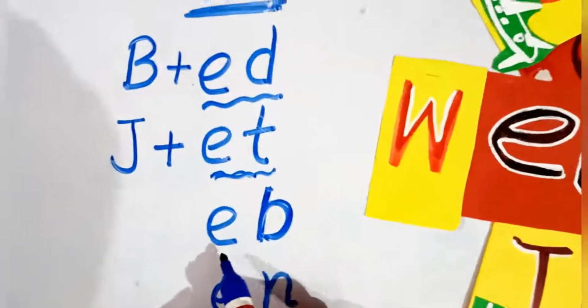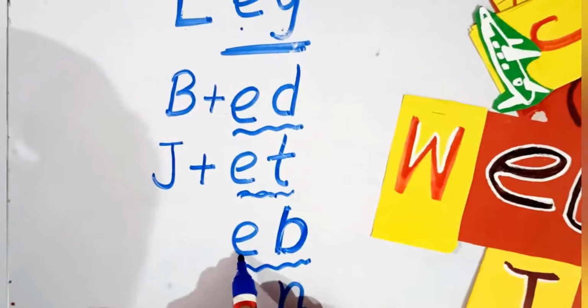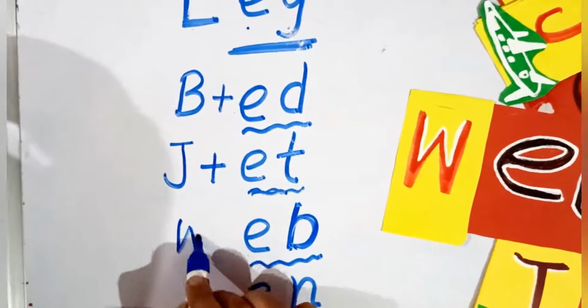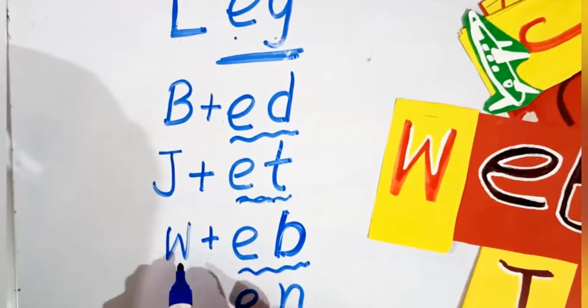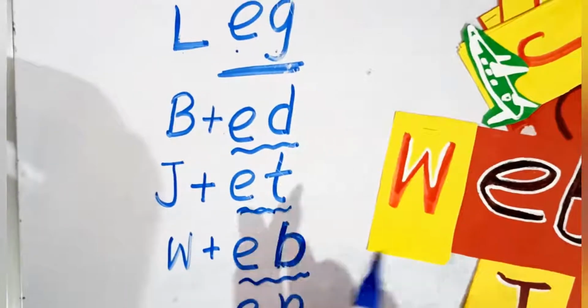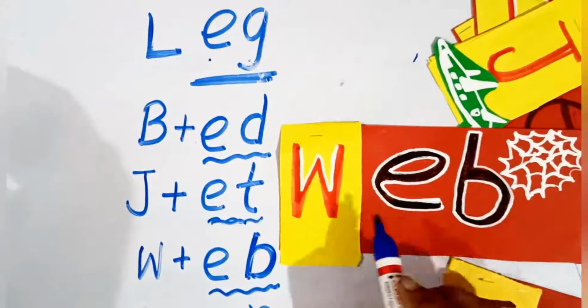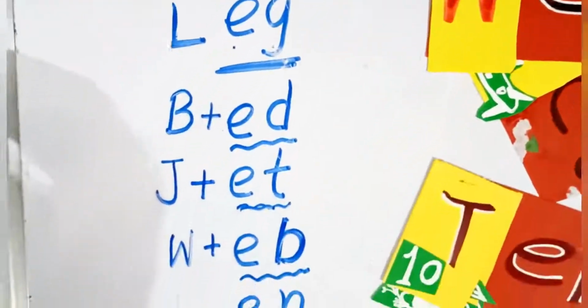Now we will learn about the EB sound. See, E, B, eb. And now we are adding W with EB. What will it come? W, eb, web. See, this is a web. W, E, B, web. You know, na? This is a web.